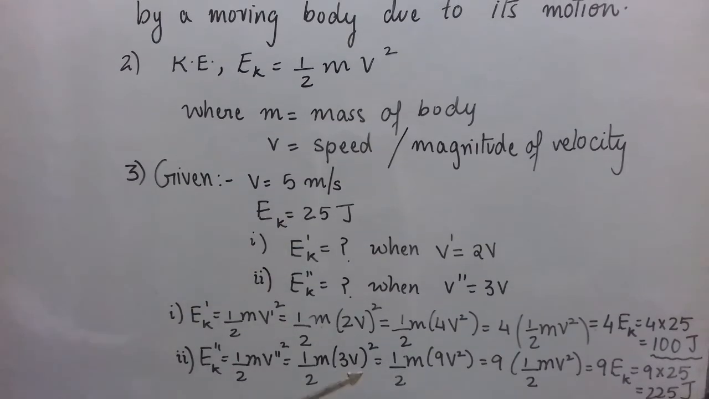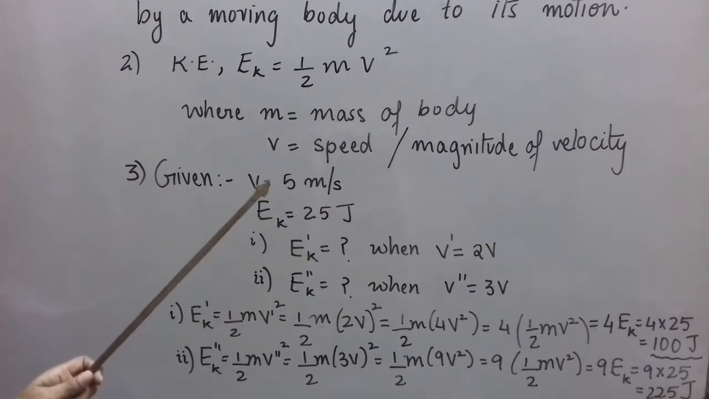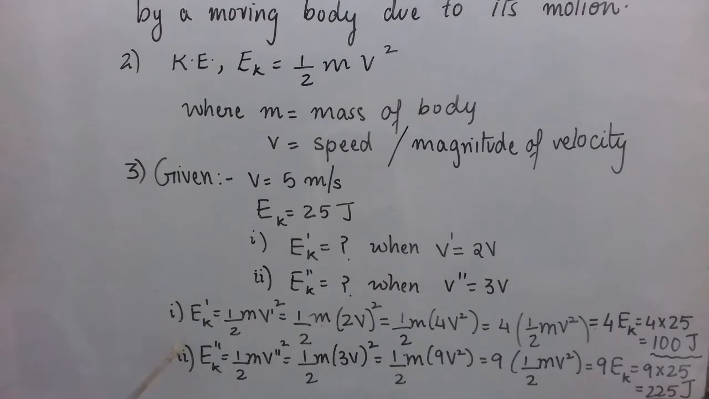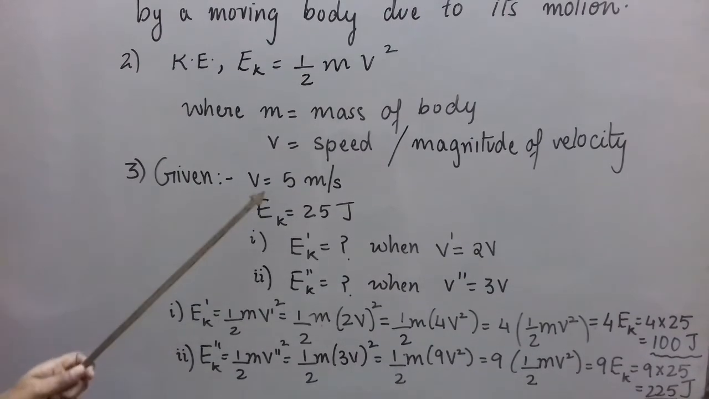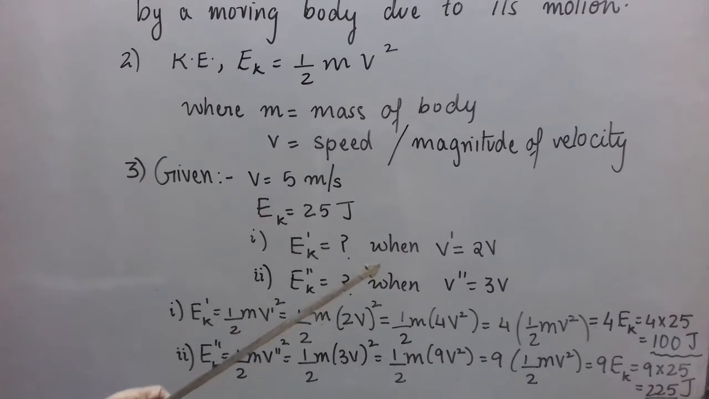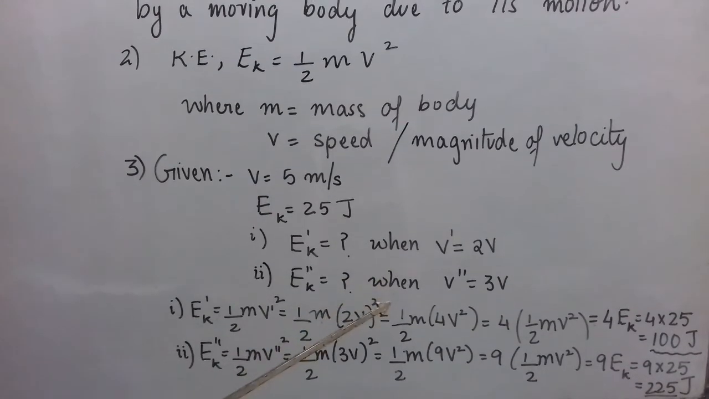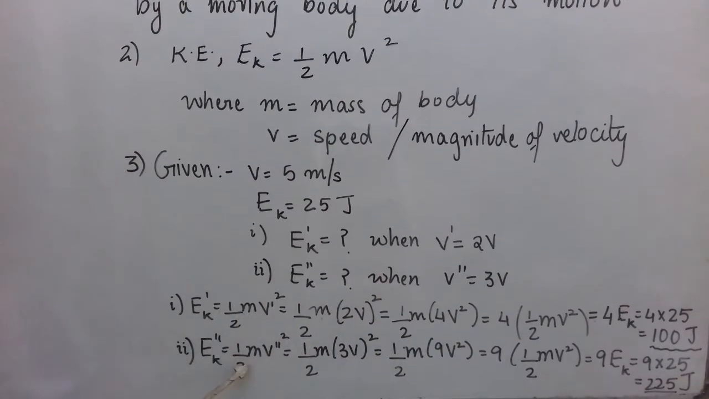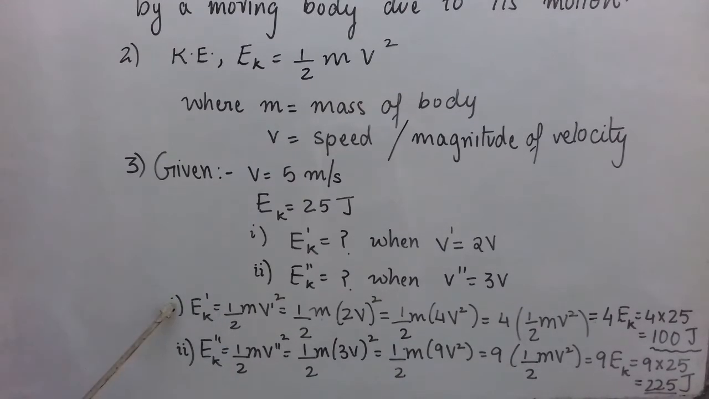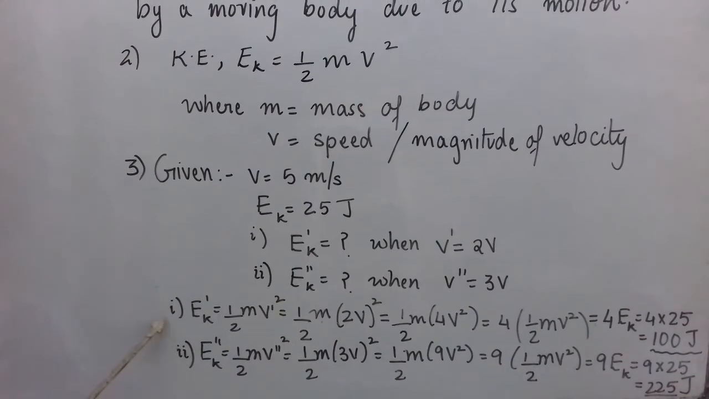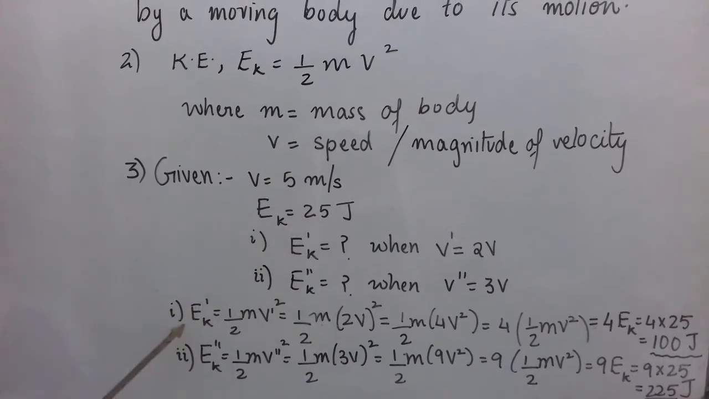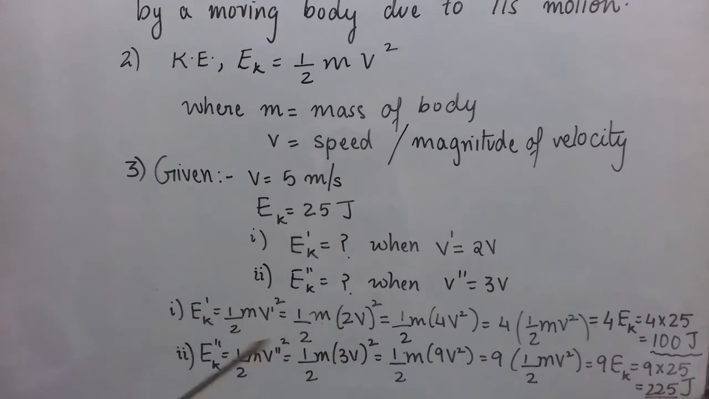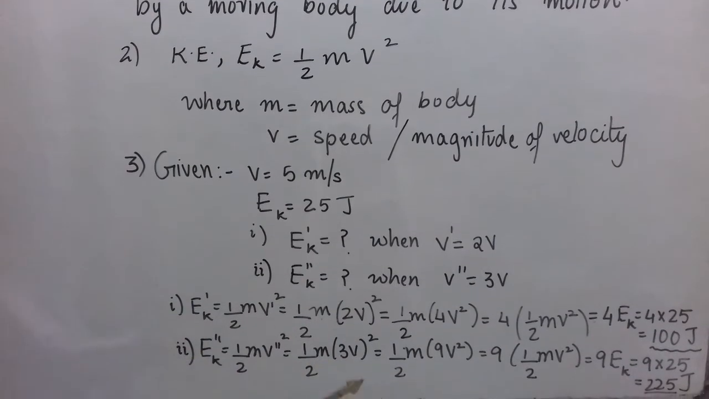Because in that case, numerical values are not given. You have to just mention the relation between the original kinetic energy and these new kinetic energies. But in this case, we are given the values. I could have found the value of V dash and V double dash, substituted here and got the answer. But intentionally I have used this method so that even when the numbers are not given, you can give the relation, in terms of Ek dash as 4 Ek and Ek double dash as 9 Ek.